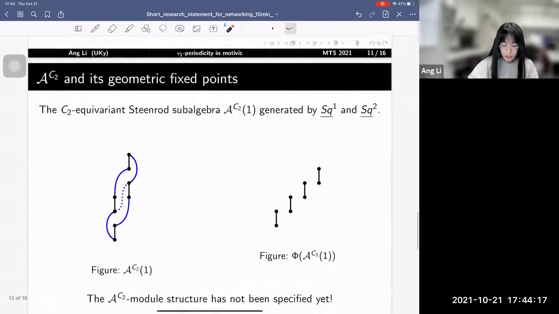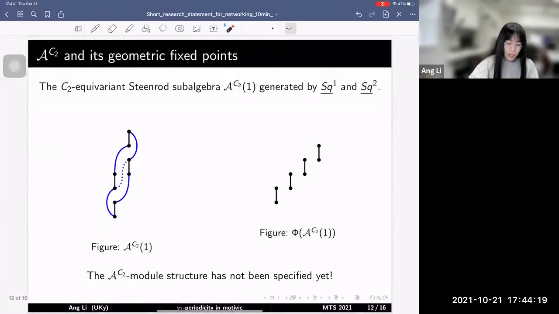So before I reveal those relations to you, let's recall what A(1) looks like. Here, each dot is a copy of the coefficients M2, and this dotted line indicates multiplication by tau. The right side is its geometric fixed point. Notice that none of the Sq^4 or Sq^8 is drawn in, so the A-module structure is not defined yet.